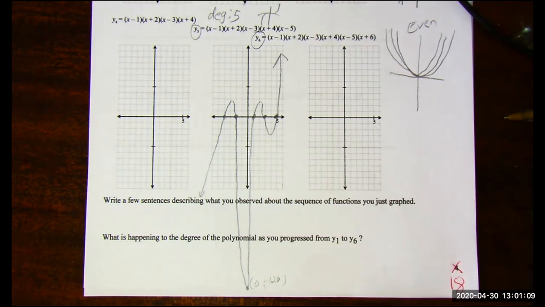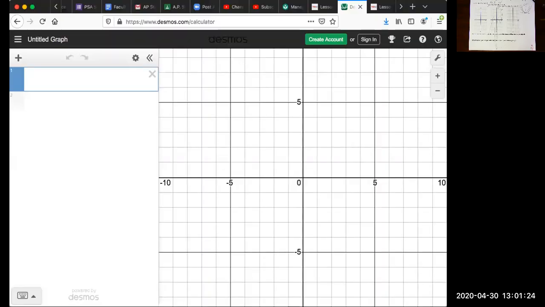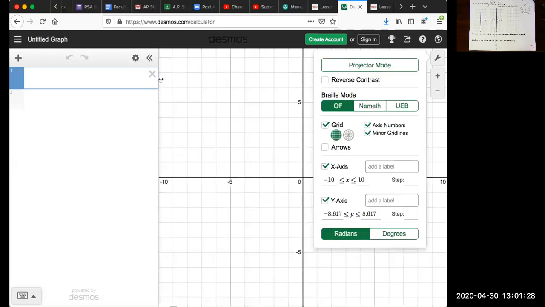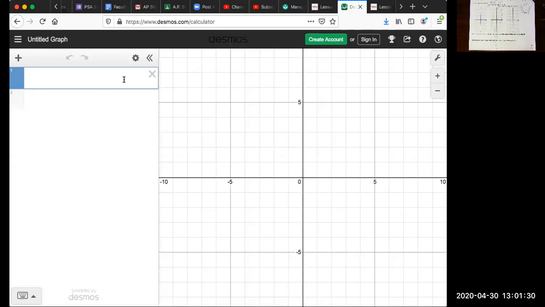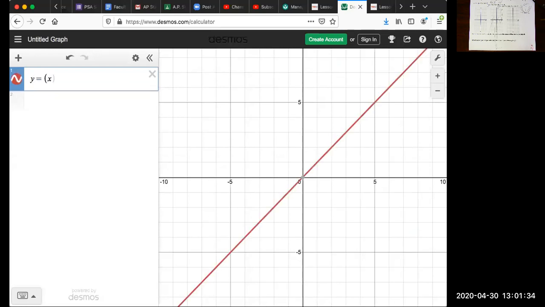I'm going to go through and graph this in the Desmos graphing calculator. Okay, so let me share the screen. So let's type this equation in. I don't think I need the y equals, but let's type it in anyway. x minus 1, x plus 2.